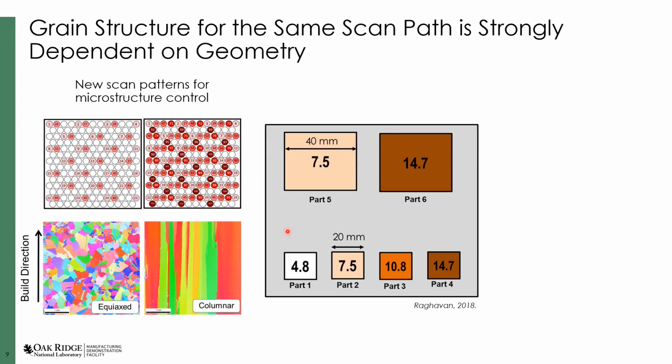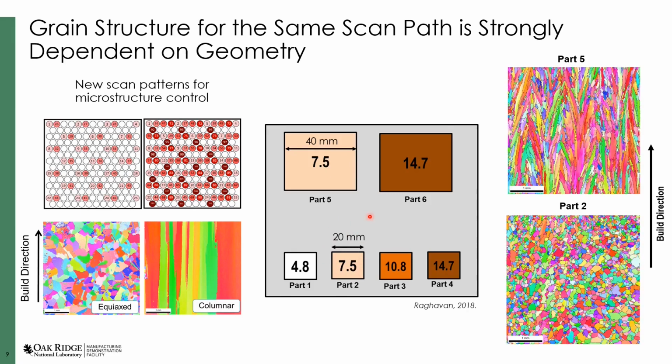So here's one build that we did where we did a range of processing conditions, but we did both 20 millimeter and 40 millimeter cubes. We applied the same scan pattern in these, and these numbers here are energy density or average energy density values, basically representing the type of scan pattern that was used. And so this part 5 here is a 40 millimeter cube that used exactly the same set of parameters as part 2, which is a 20 millimeter cube.